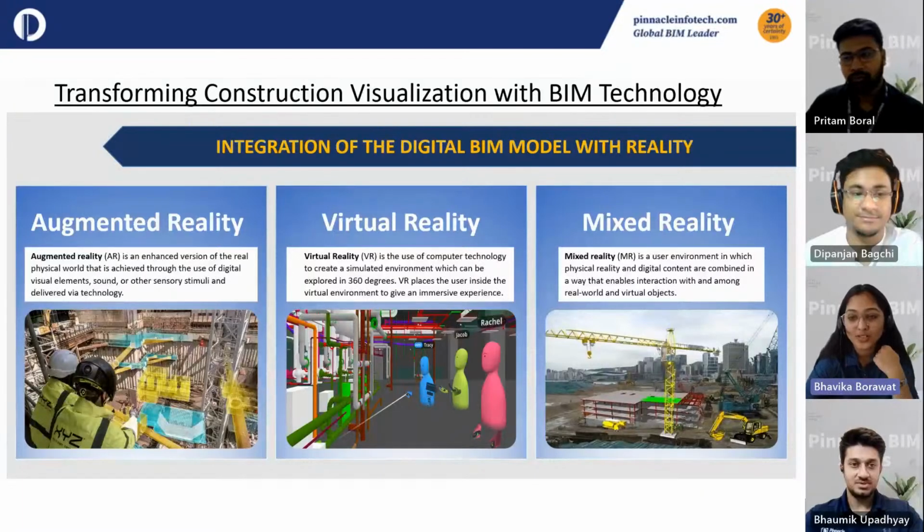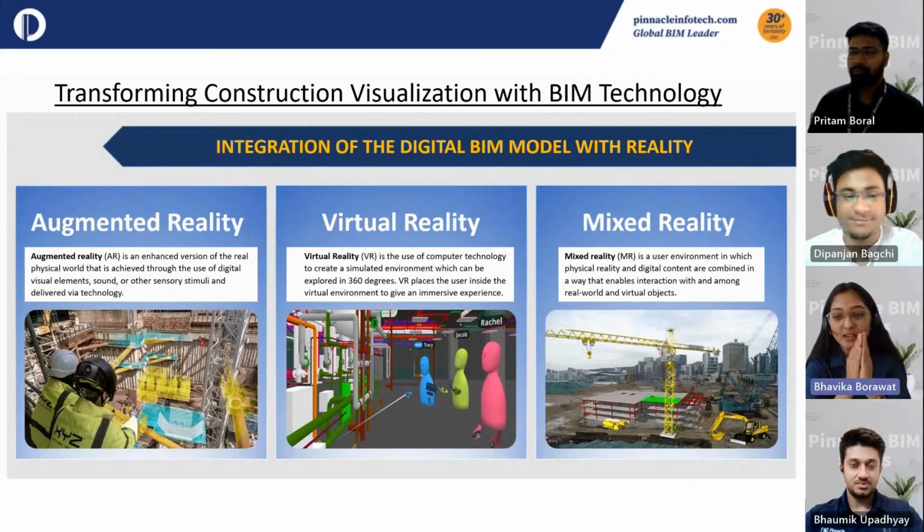Let's move on to the next slide. Yeah, right. So these are the three immersive technologies that we have nowadays.